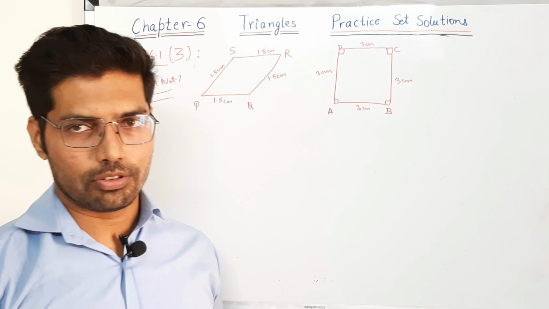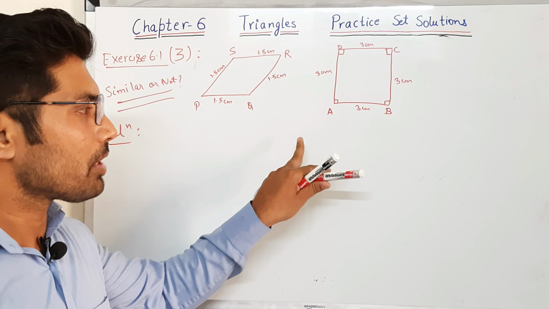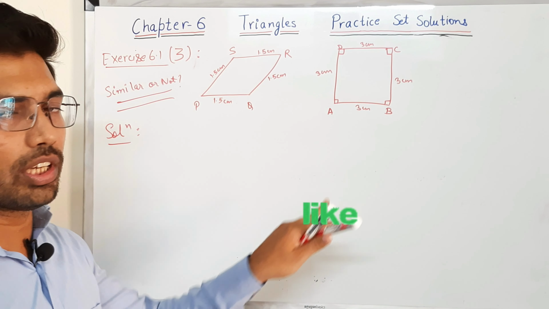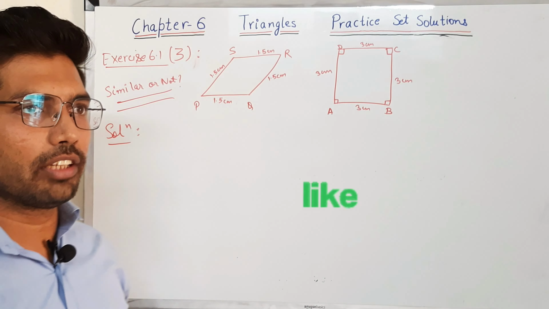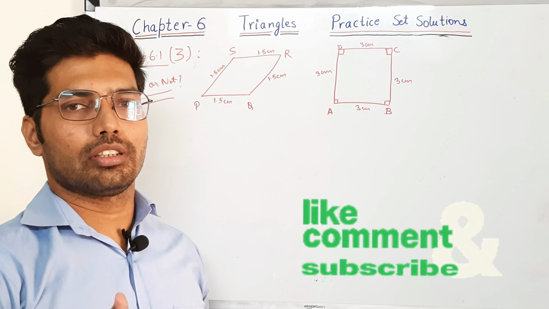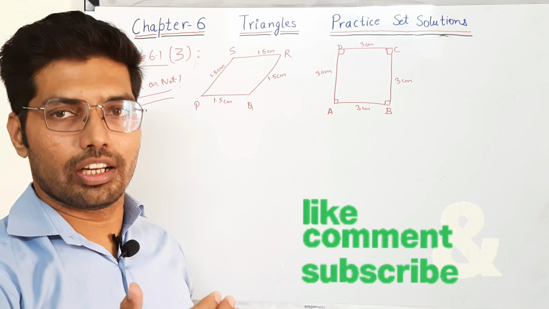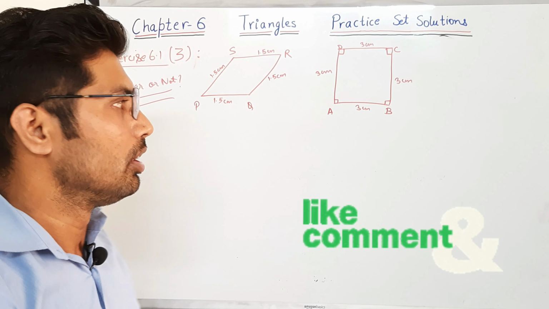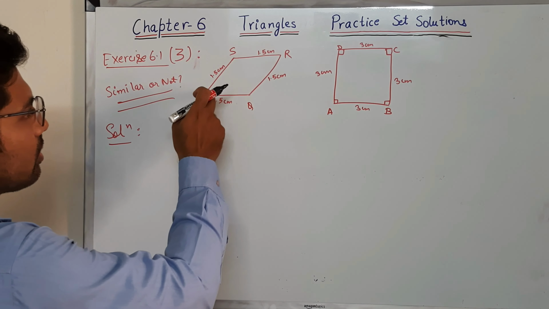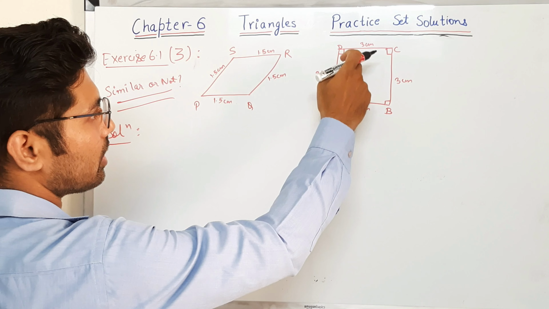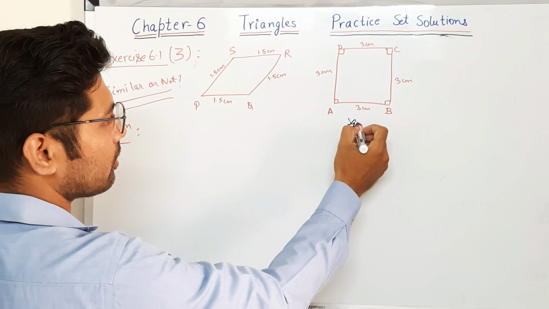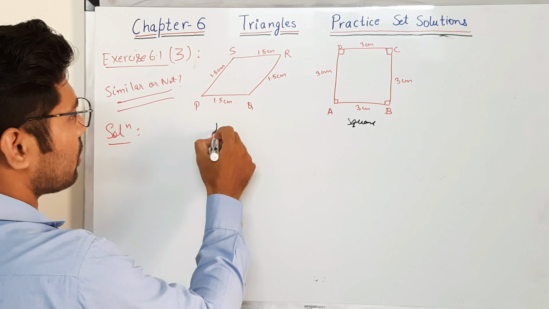Okay guys, now come to our next question. In this we have been given two shapes and we need to identify whether these two figures are similar or not. For similarity we need to know that their corresponding angles are equal and the sides are proportional. You can see here these all angles are 90 degree. This is a square and this is a rhombus.